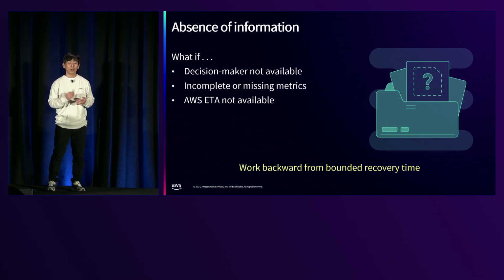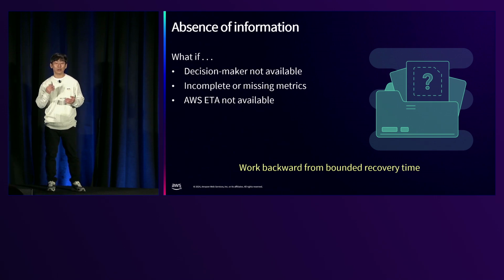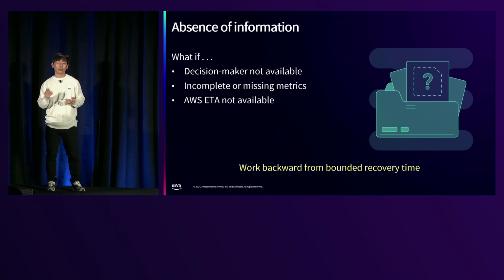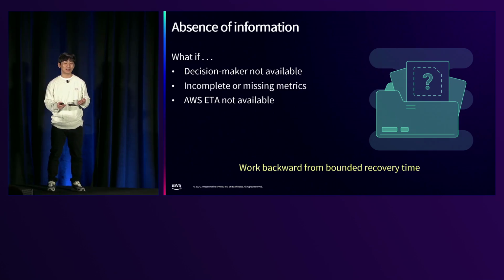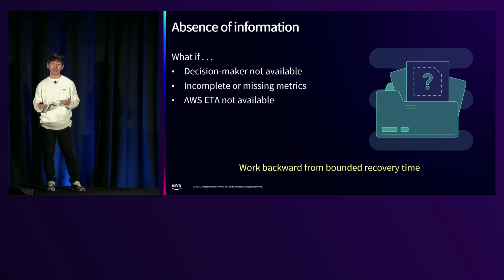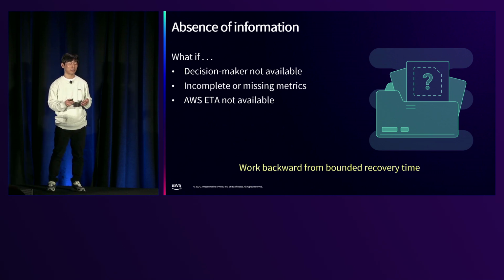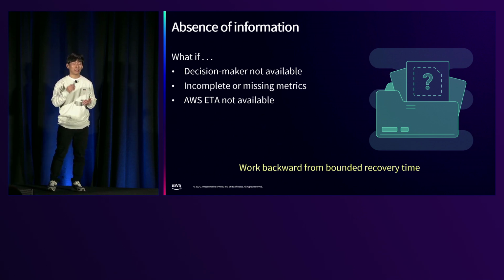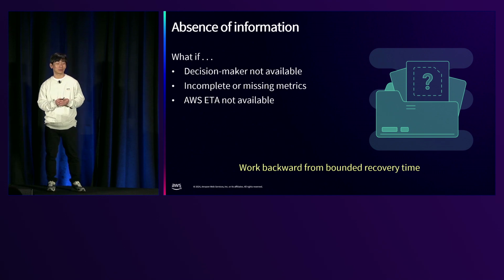Next, we might face a situation where we have incomplete or missing metrics. Your systems might be partially down, or your monitoring tools might be affected by the same issue impacting your main services. In these cases, it's important to have predefined thresholds for partial information. For example, if you can get data from 30% of your system, that itself might be a trigger for failover.